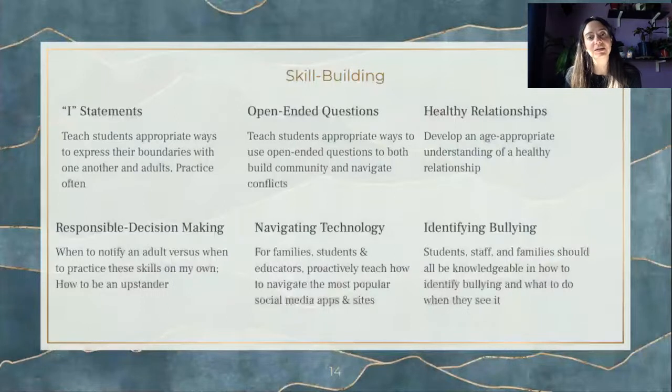Additionally, we can help students by building their social, emotional, and restorative skill sets. Some of my favorite restorative practices to teach students are how to use restorative language, both in the form of I statements to express our boundaries and open-ended questions to build relationships and navigate conflicts. We can and should be explicit about what constitutes a healthy relationship. Adults and children alike struggle to articulate what this looks like. We can support students in responsible decision-making and how to be an upstander. When do I need to actually reach out to an adult for help?